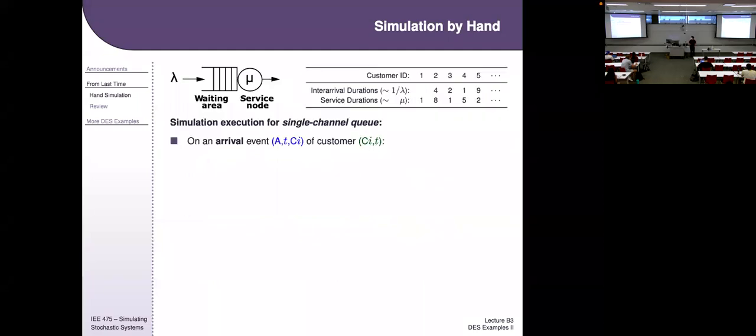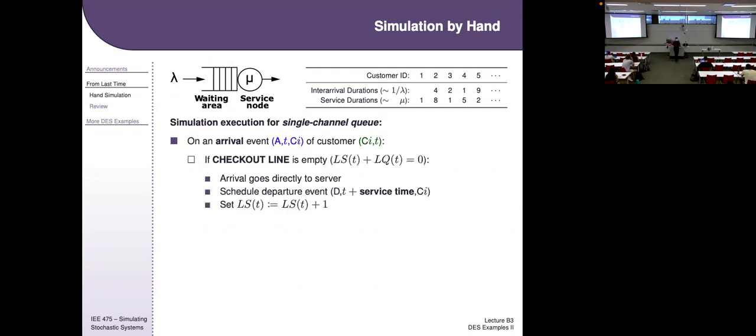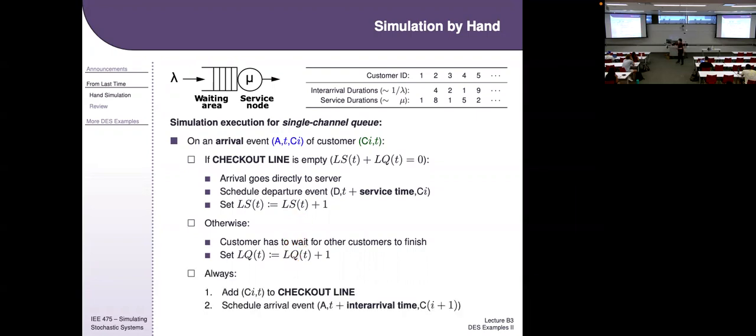Okay. All right. I'm going to go through this very quickly because we already went through this step by step, but just on a single channel, single server queue, like the one in the homework, on an arrival, you see if the checkout line is empty. If it is empty, then that means you can put them directly into service. If it's not empty, it means they have to wait. So if it is empty, you end up scheduling a new end activity for the end of service. If it is not empty, you add them to the checkout line and they have to wait. You always schedule a new arrival. So that's something you'll always do for every arrival event on the homework.